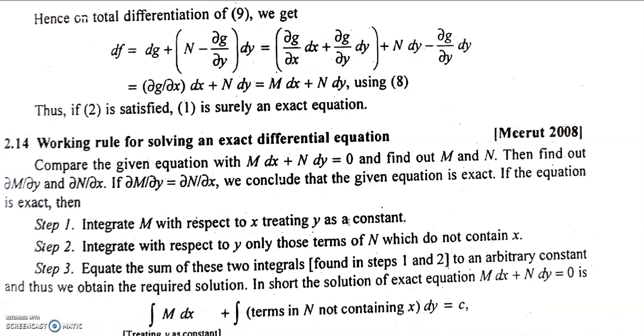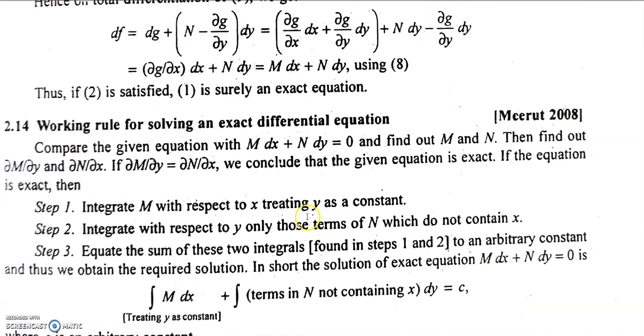So the proof is not yours. You need not know about the proofs. Here, because it's an application chapter, the working rule for solving an exact differential equation is that we compare the given equation M dx plus N dy equal to 0 and find out M and N, then find out ∂M/∂y and ∂N/∂x. If these two are equal, then only we can say that our given equation is exact.